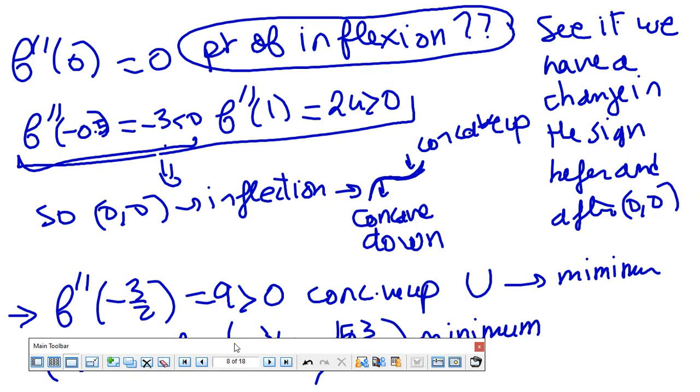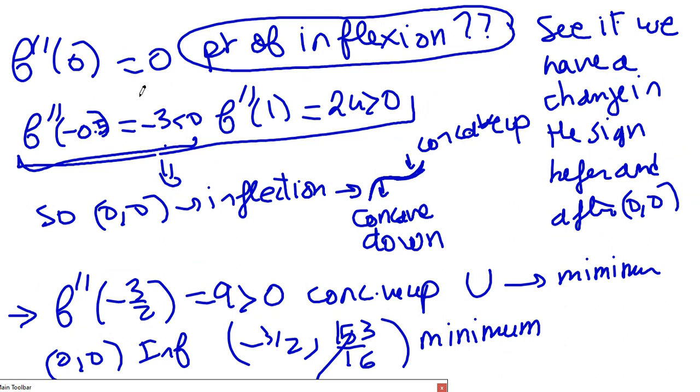If I do f double prime of 0, guys, I want to see if it's an inflection point, yes or no. So I need to see if we have a change in the sign before and after (0, 0). So what you will do, guys, you'll do f double prime of minus 0.5 and f double prime of 1, because I took a number less than 0 and bigger than 0. f double prime of minus 0.5 gives me minus 3. It's negative. f double prime of 1 gives me positive. So yes, there is a change of sign.